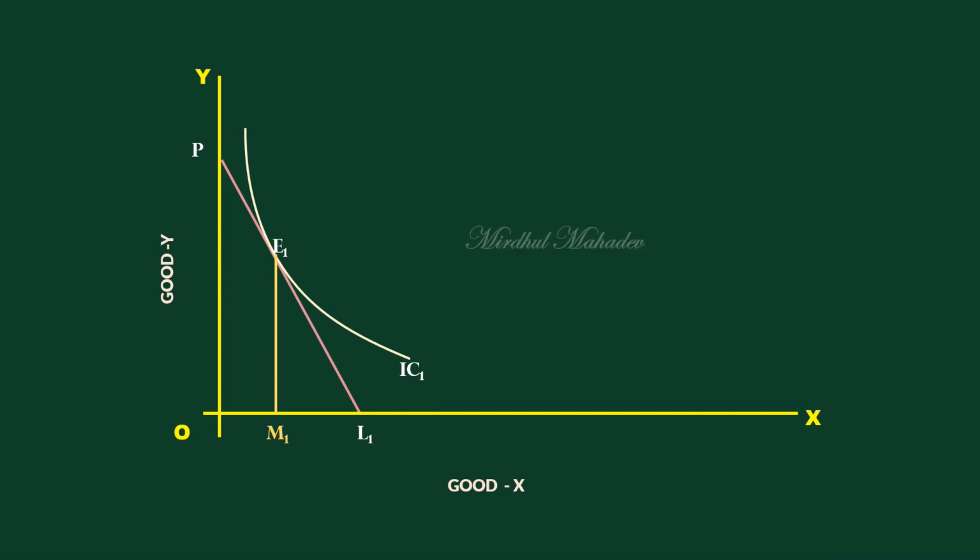As we are going to trace the price consumption curve for good X, we shall focus on the quantity consumed of that good. Now let us see what happens to the quantity consumed of good X when its price falls. Income of the consumer and the price of good Y remaining constant, the price of good X falls. If the consumer spends his entire income on good X, he can buy more. So the point L1 moves to the right.